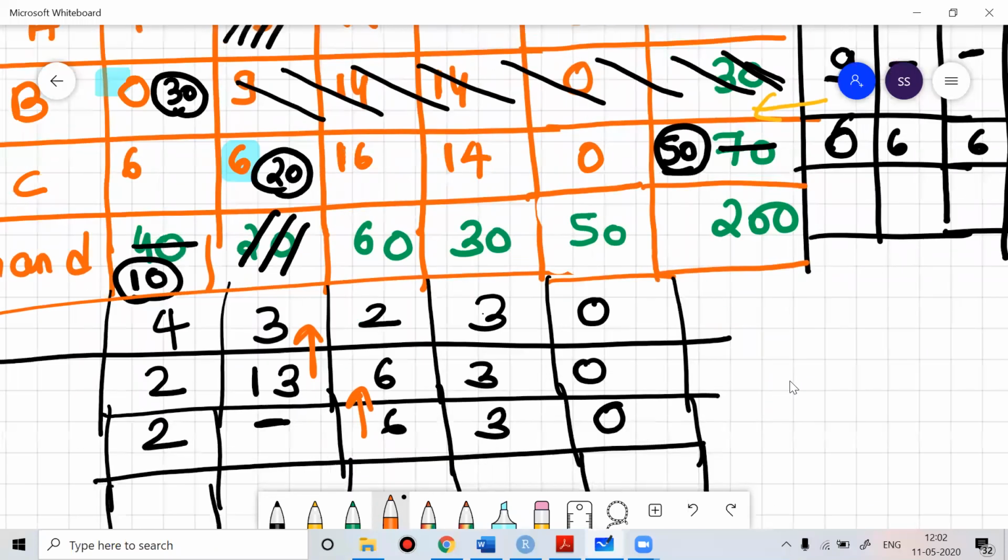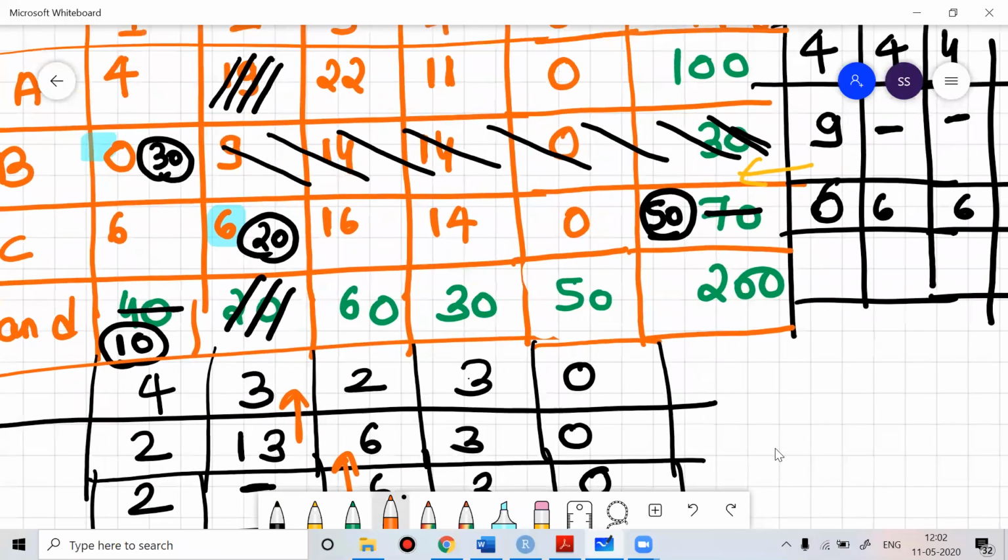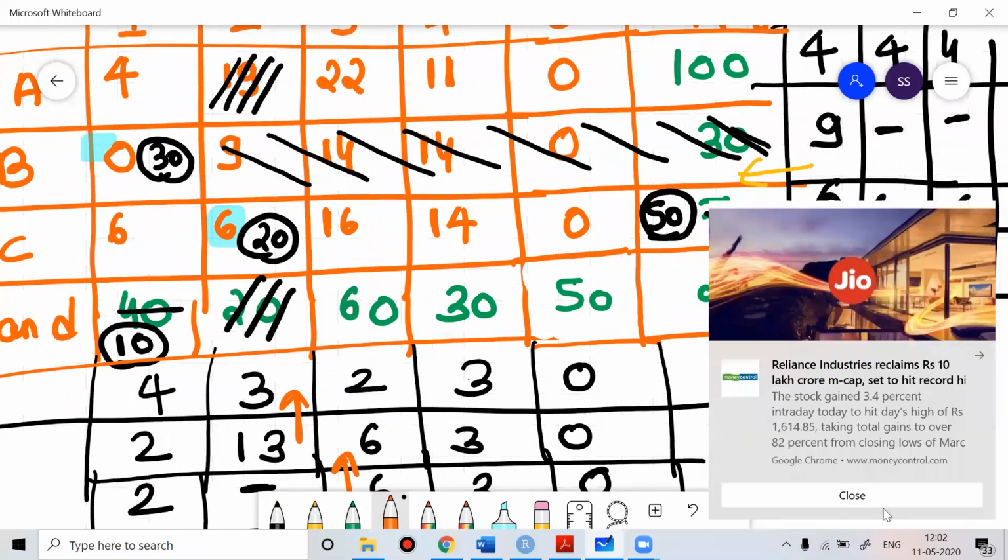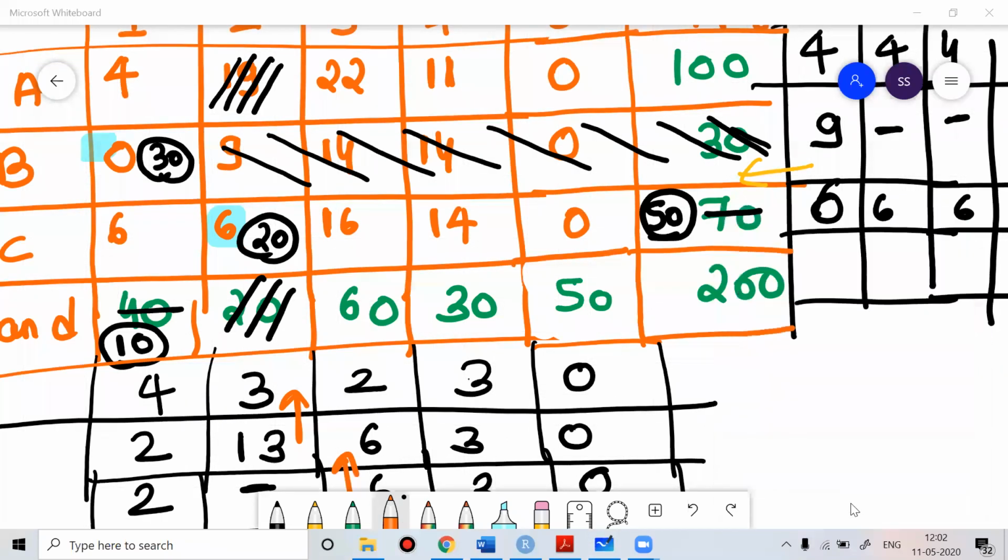So if I give preference to the third column, there are two values, 22 and 16. Out of that, the lowest one is 16. But you can see the demand for that is 60 and the supply is 50. So what you can do is put 50.